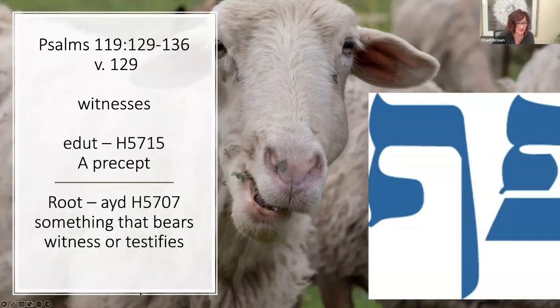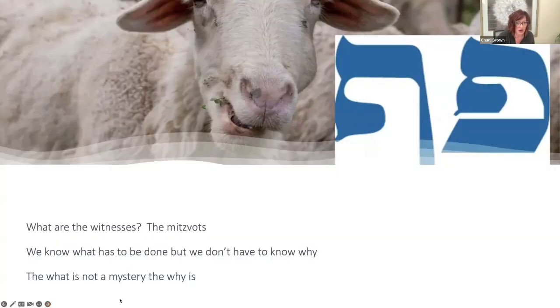What are the witnesses? It's the mitzvahs. So we know what has to be done, but a lot of times we don't know why. We've talked about that before. Some of his commands, his mitzvahs, we say they're the because-I-said-so's. And what he's saying right here is, so I'm going to observe them. I'm going to be observing them, even though they're wondrous, even though these precepts are things I don't understand. And what is not a mystery? Some of the things I know how to do, I don't know why I know how to do it, but what is not a mystery is that we know what to do, because he spelled it out for us through the word. How do I do this? Well, you do it this way.